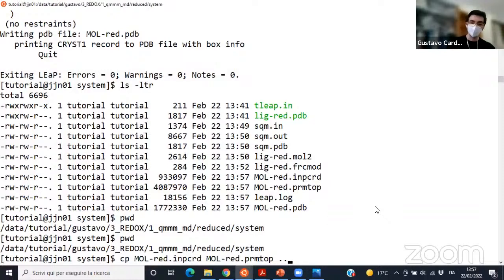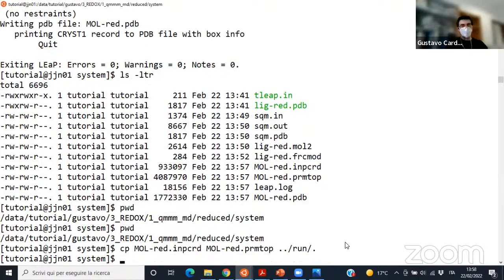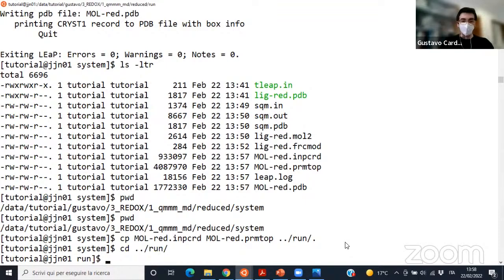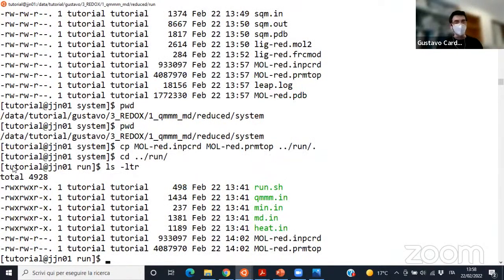So I do ../ to get one directory up, and then we will copy these in the run directory. Okay, so then let's go to the run directory. And what do we have here? Let's make an ls -ltr because I like listing stuff. So this ls -ltr also provides me with an ordering of the files from the oldest one to the newest one.